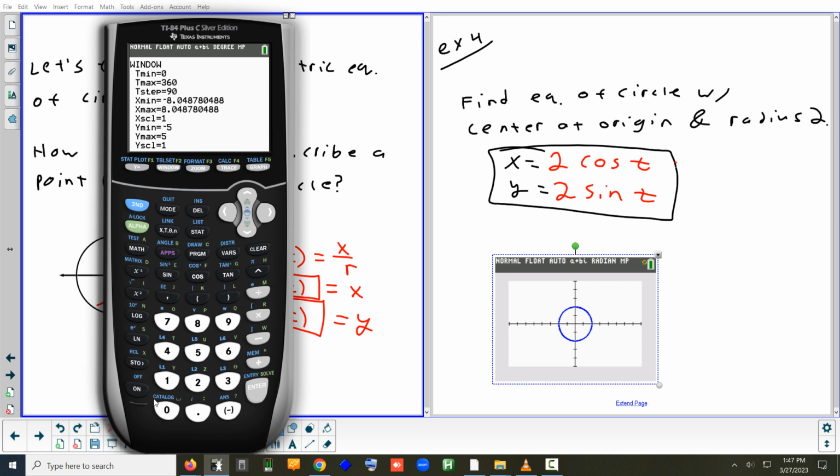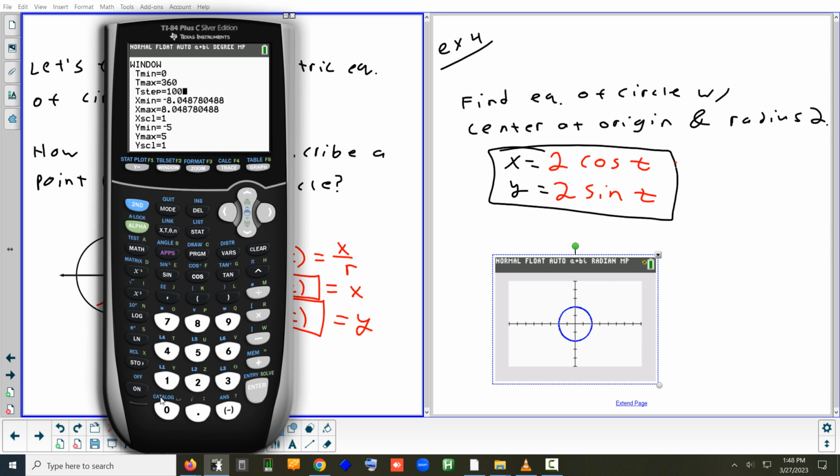So what if I did that? How many points would I get? Well, I'm going to start at 0, so it would plug in 0, 90, 180, 270, 360. You're going to get a diamond. Yeah, so it's not going to look circular at all. It's not enough points. So the idea is you want it to look the way it should, and 5 points isn't enough.